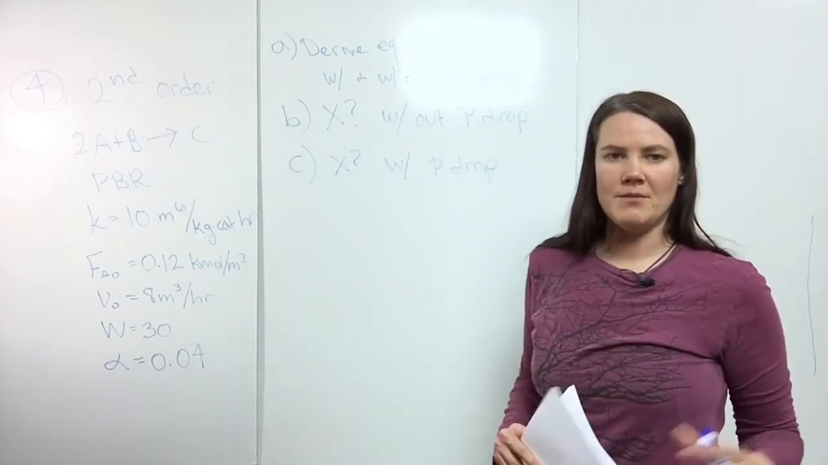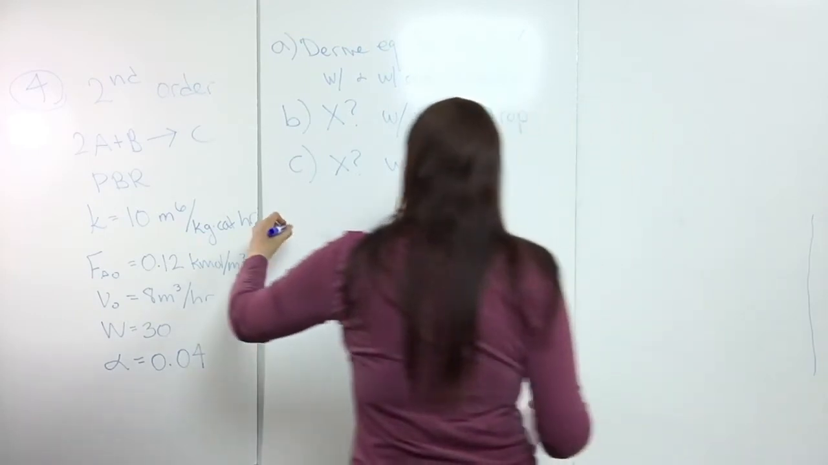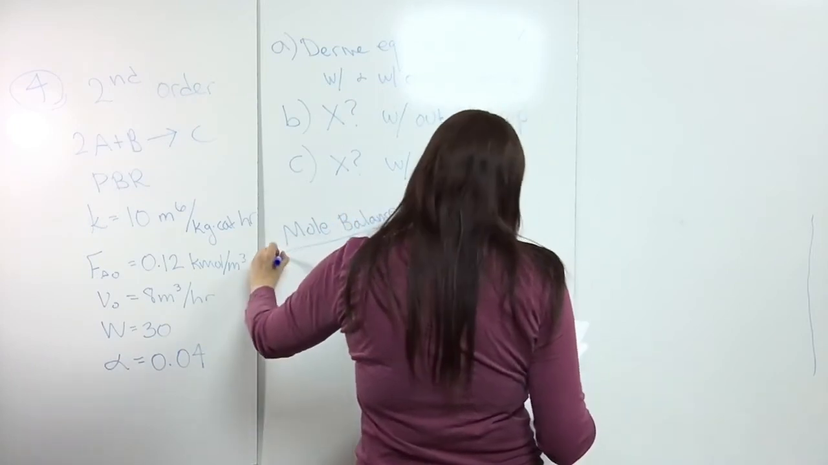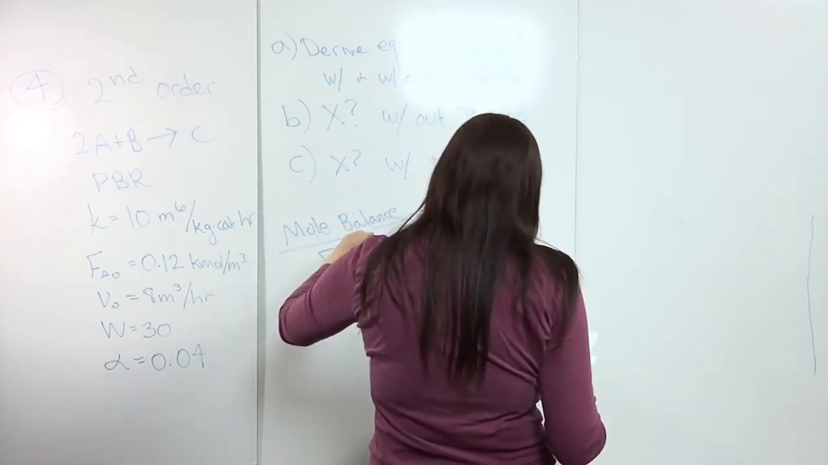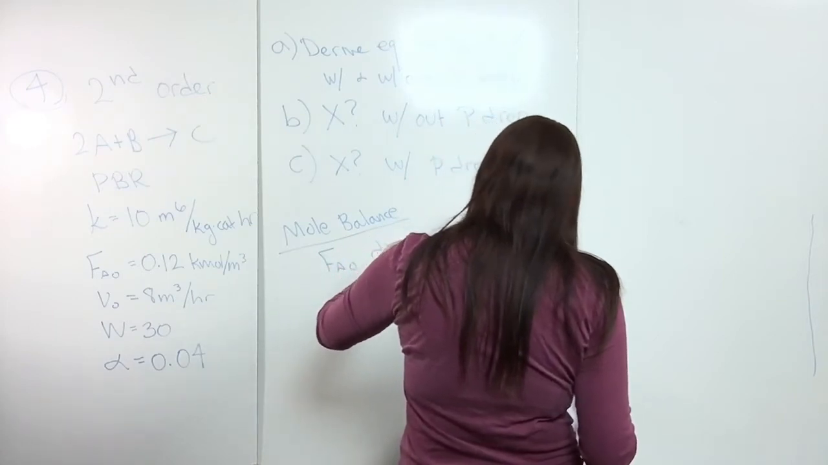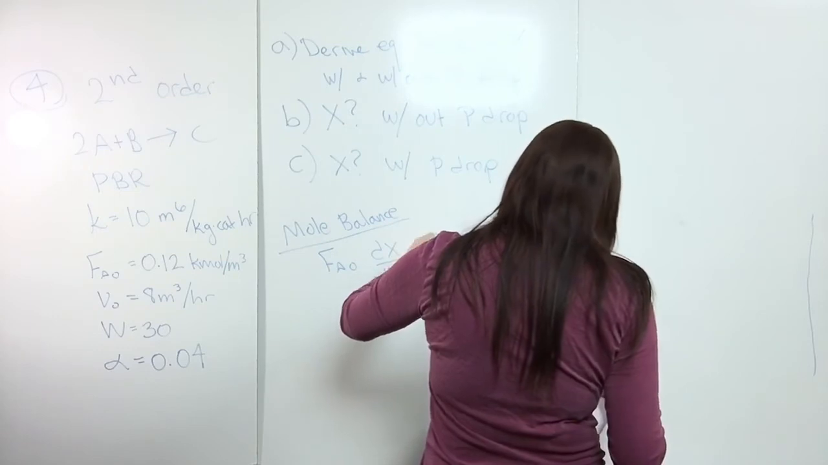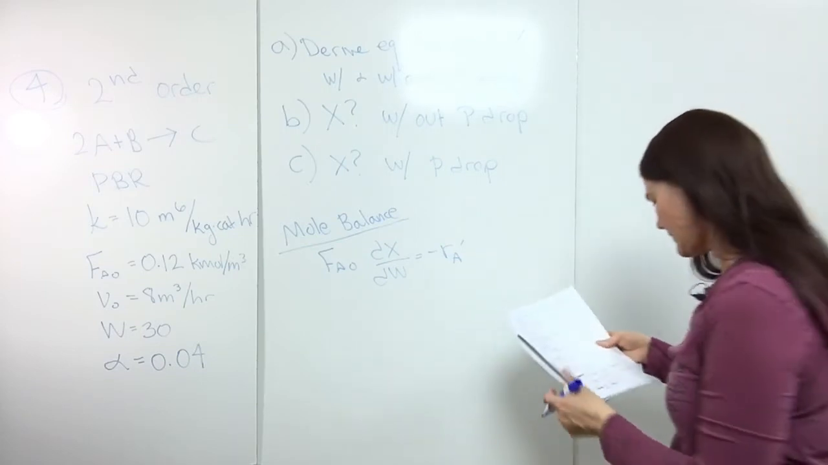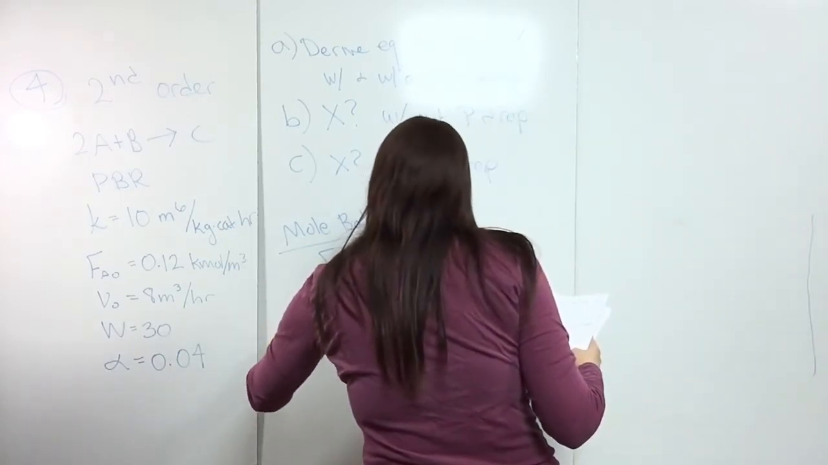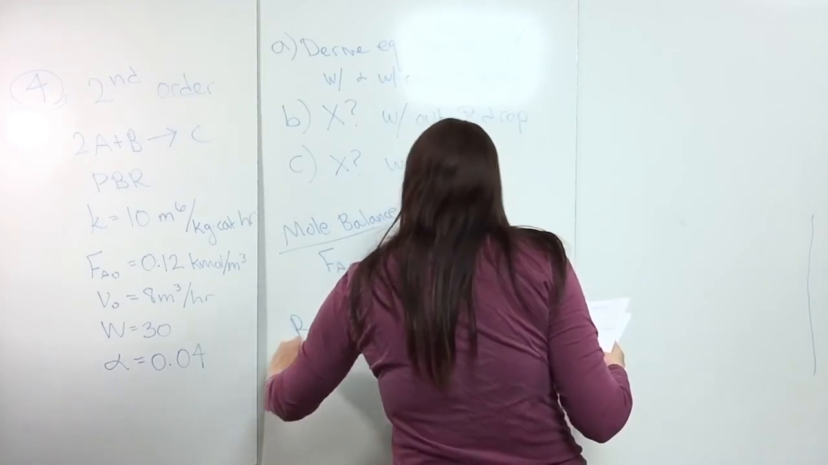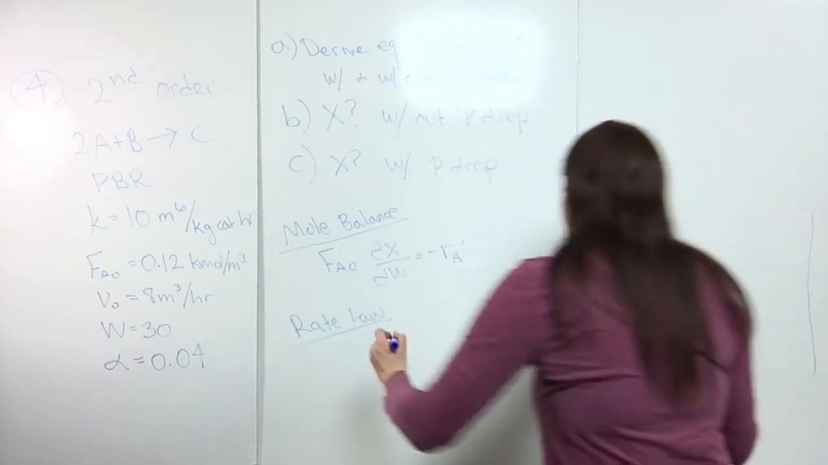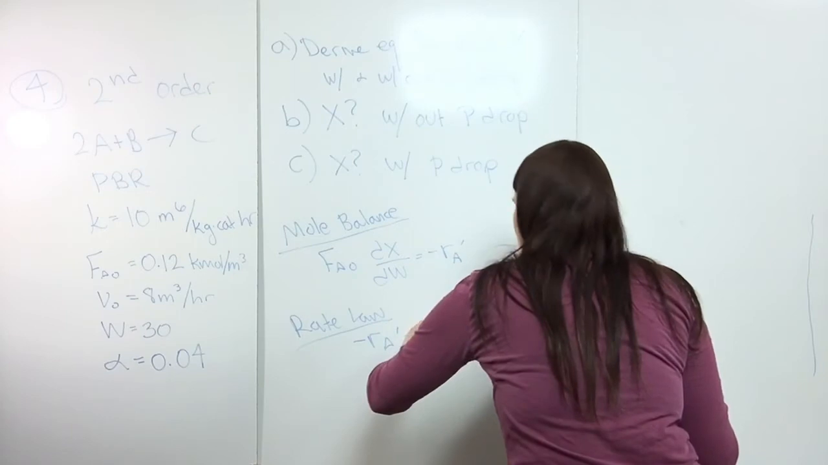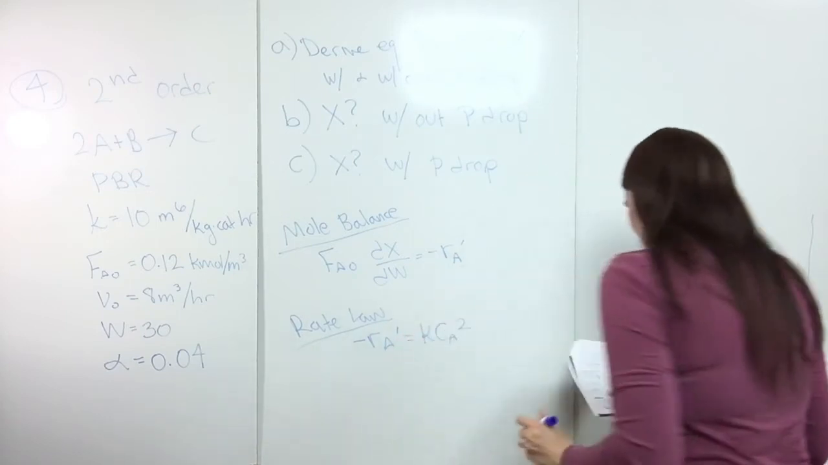Alright, so we want to do this problem like we've done all of them. First of all, you start out with a mole balance. So mole balance is FA naught dX/dW is equal to minus rA prime. This is the mole balance for a PBR. And then rate law. We know it's second order, so minus rA prime equals K CA squared.